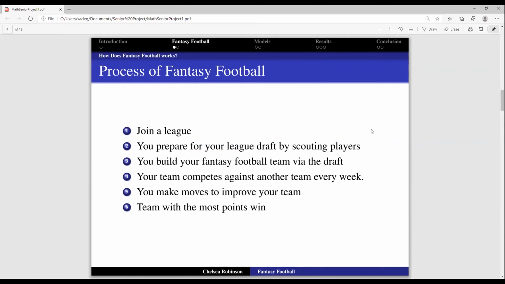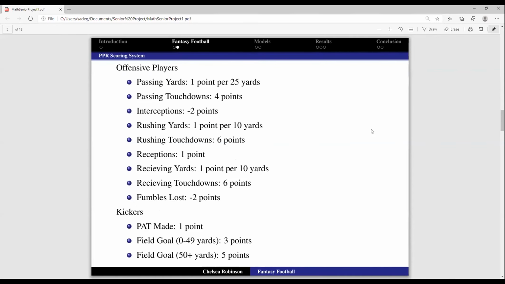And then the next thing, you can make moves to improve your team every week. So basically, this could be if a player gets hurt and can't perform the next week, or if you predict that your player might perform better against this team, you just switch out players. And the team with the most points wins at the end of the season.